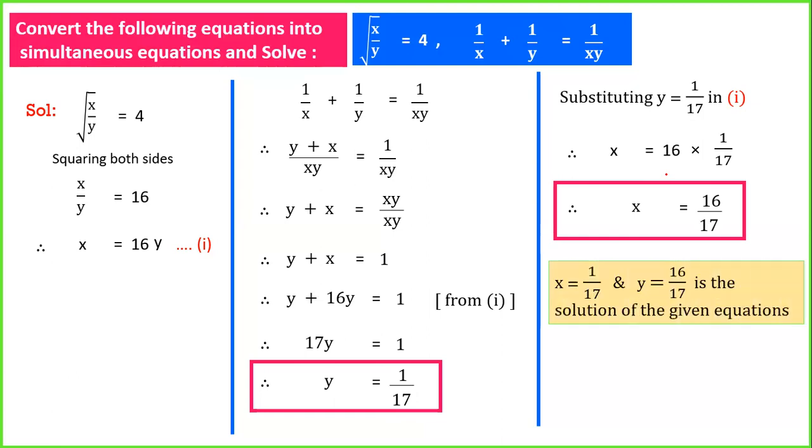So students, we can say x is equal to 1 upon 17, sorry, 16 upon 17, and y is equal to 1 upon 17 is the solution of the given simultaneous equation. I need to make a small correction here. So this will be 16 upon 17 and this has to be 1 upon 17. Okay. So 16 upon 17 and 1 upon 17 is the solution of the given simultaneous equation.